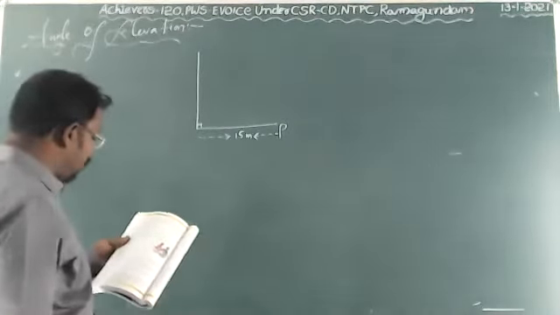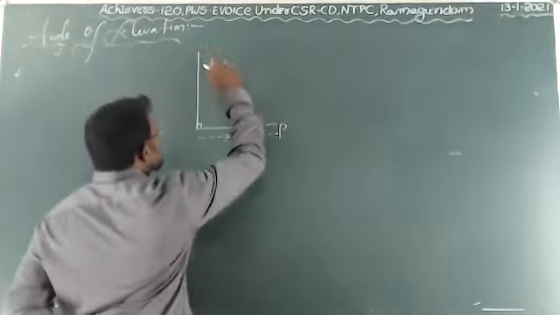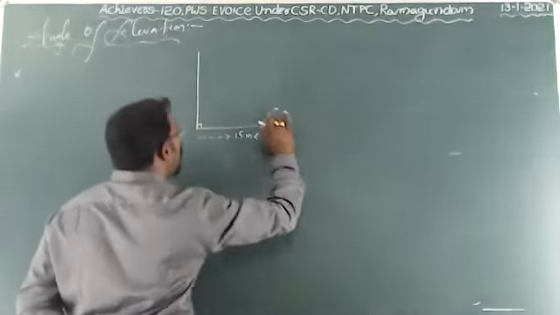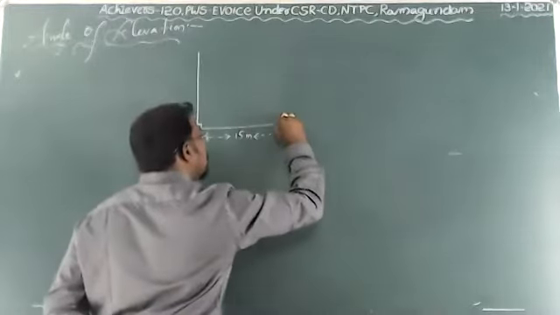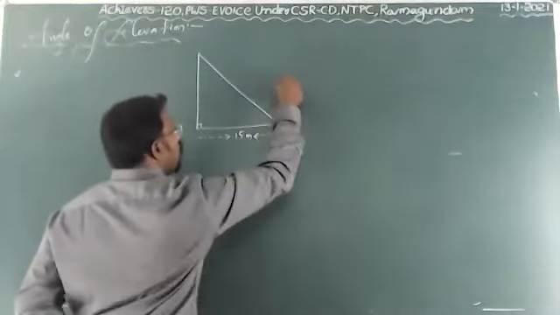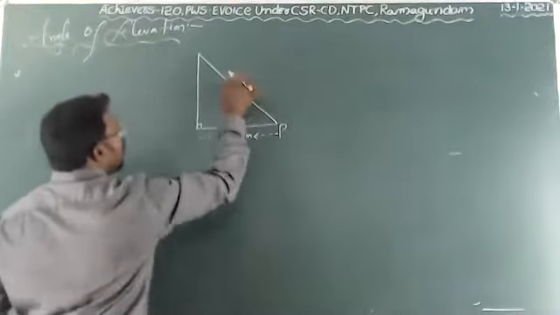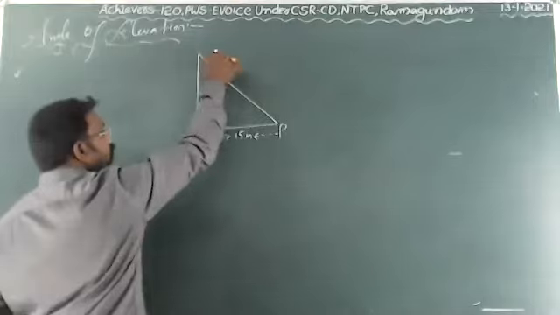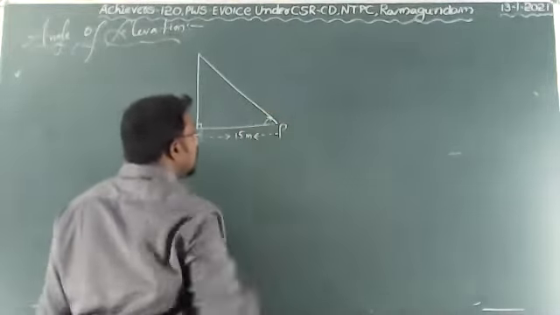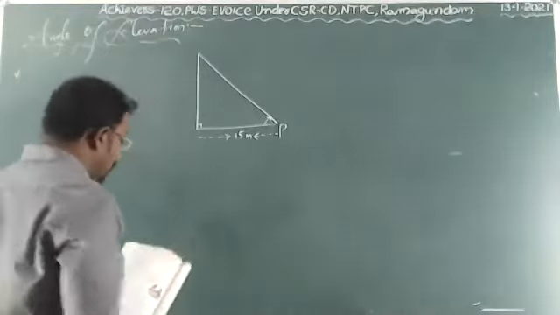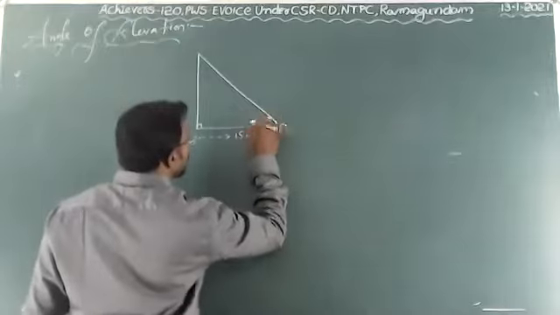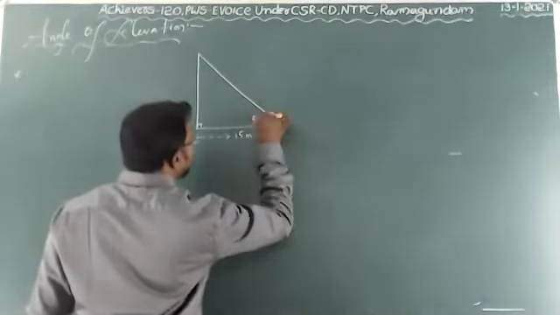Then the angle of elevation. See, this is the height, and this is the horizontal. Above the horizontal is the line of sight. You know, I already said that. And this is called the angle of elevation. Given that it is 45 degrees.